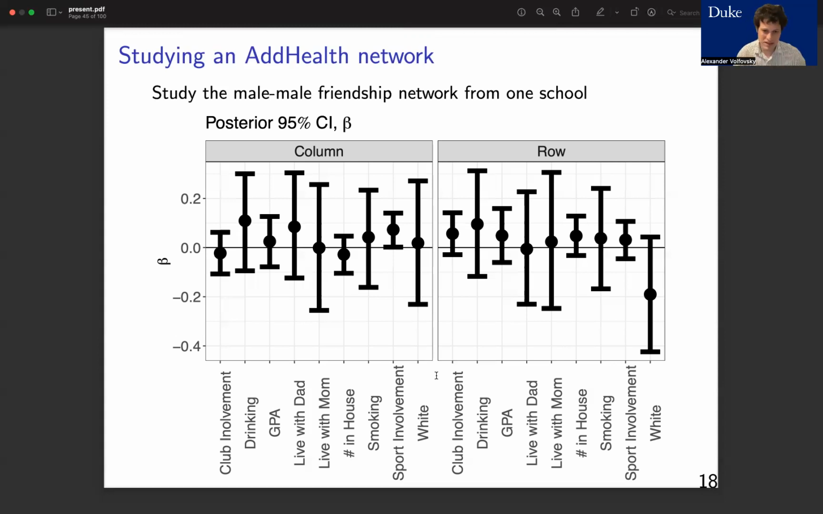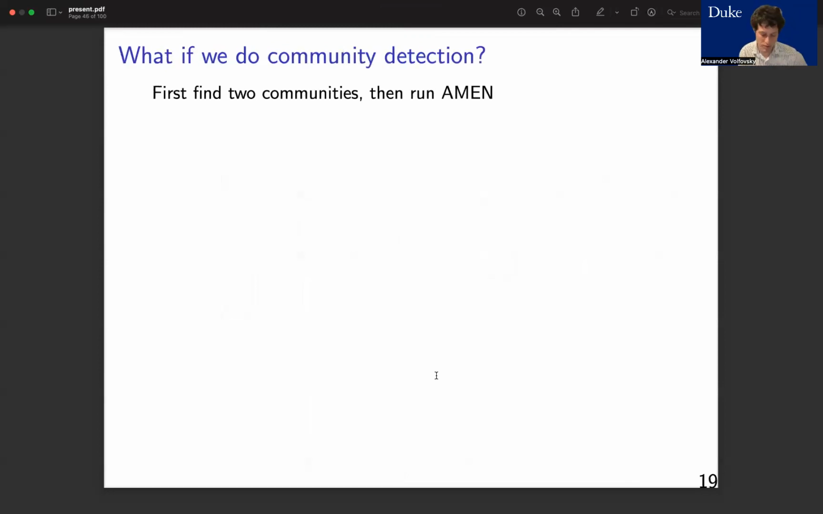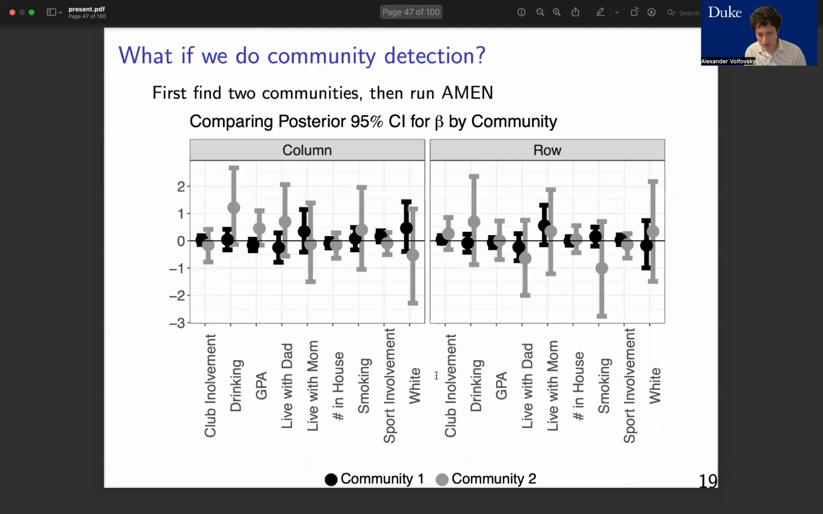But all of these zeros felt a little bit suspect to us. And so what we did is we applied a community detection algorithm and then ran the AMEN models. What you're seeing here is the results for the same school, but we've now run the model twice, once on the subnetwork that's induced by community 1, and once on the subgraph that's induced by community 2.